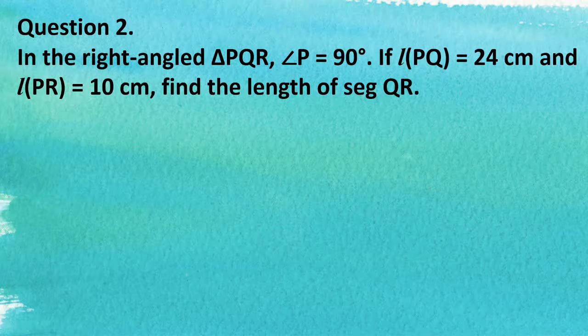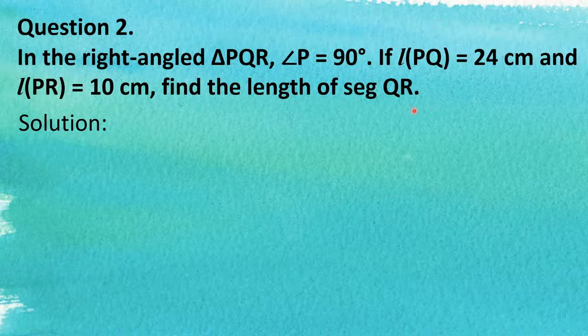Question number 2. In the right angle triangle PQR, angle P is equal to 90 degree. If length of PQ is equal to 24 centimeter and length of PR is equal to 10 centimeter, find the length of segment QR. So here we have to find the length of the segment QR.